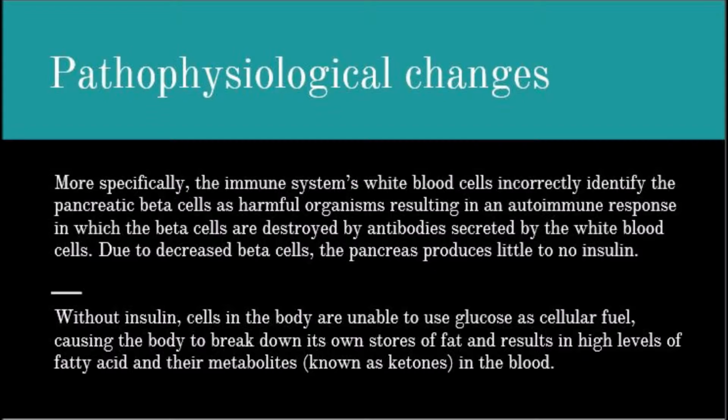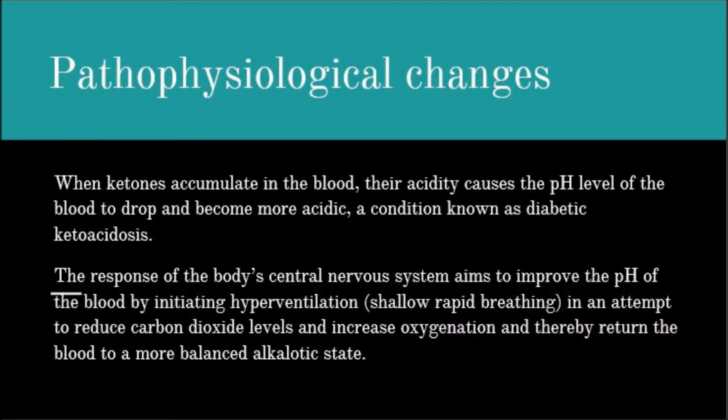Without insulin, cells in the body are unable to use glucose as cellular fuel, causing the body to break down its own stores of fat and resulting in high levels of fatty acids and their metabolites, known as ketones, in the blood. When ketones accumulate in the blood, their acidity causes the pH level of the blood to drop and become more acidic, a condition known as diabetic ketoacidosis.